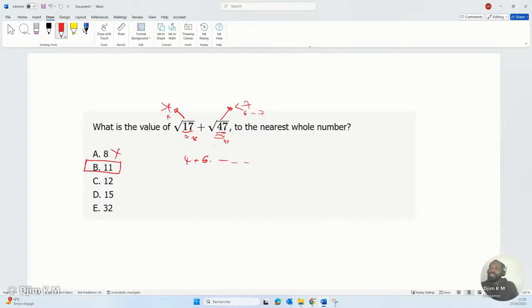It cannot also be 12 because this is closer to 4. So 4 something. And this is not greater than 7. Okay. So even if it's equal to 7, it's going to be 11 something. But since it's not greater than 7, so it's 6 something. So it's between 10 and 11. Okay. So the value is between 10 and 11. It cannot be 12, it cannot be 15. So answer B.